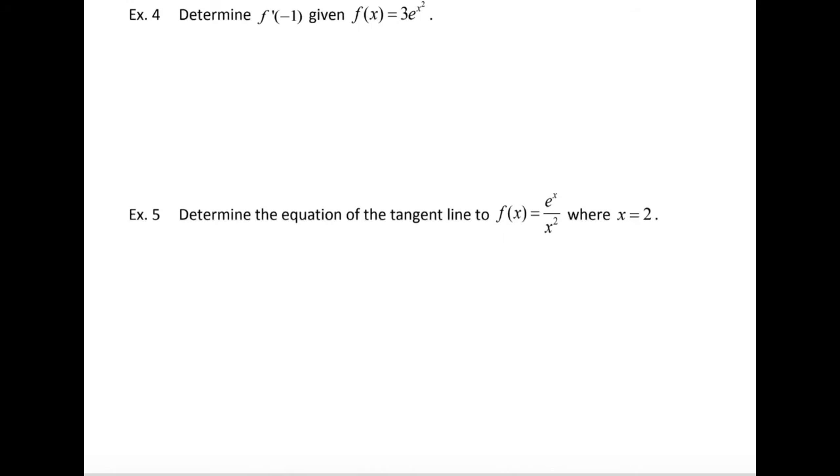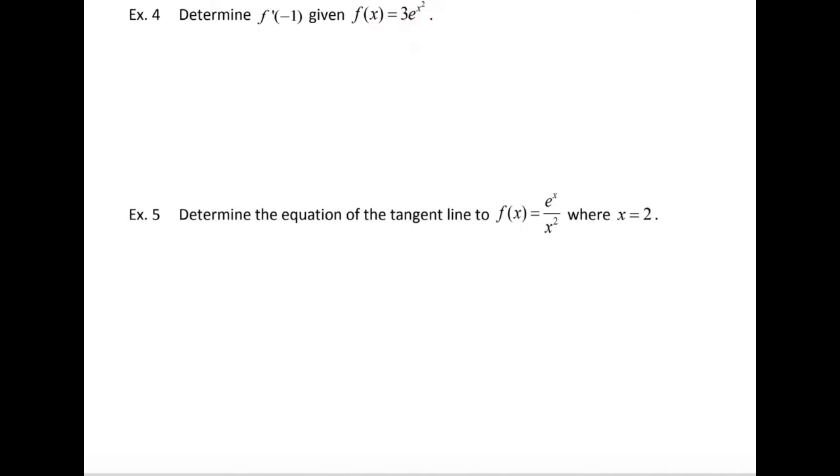For example number 4, not only do we have to find f prime, but we also need to find f prime at -1, meaning the slope of the tangent when x equals -1. So first, let's look at the function. There's a 3, but there's no variable beside it. That means that's a coefficient. So we just need to differentiate e to the power x squared.